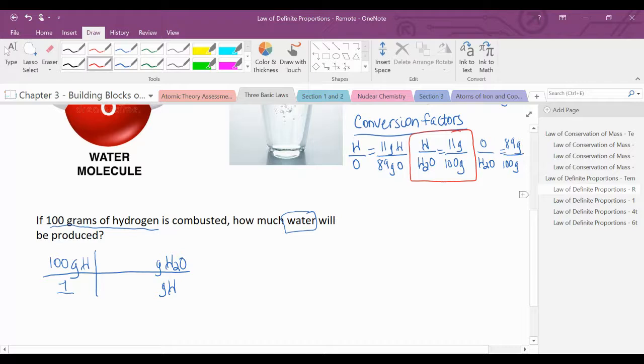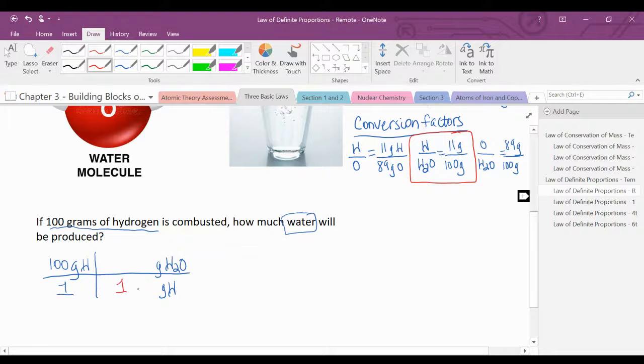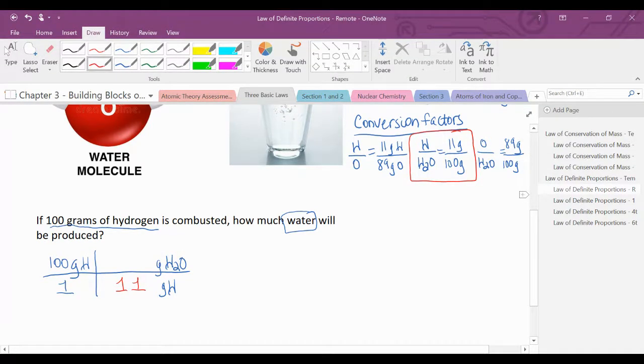Okay. All right, now we got to match the numbers to the right unit here. So if I'm looking for hydrogen, then the number that goes there for hydrogen is 11 grams. So we're going to have an 11 here. And water, there's 100 grams, so this means we're going to have 100 grams here. All right, so we would multiply across the top. And then we would multiply across the bottom. And we would divide.